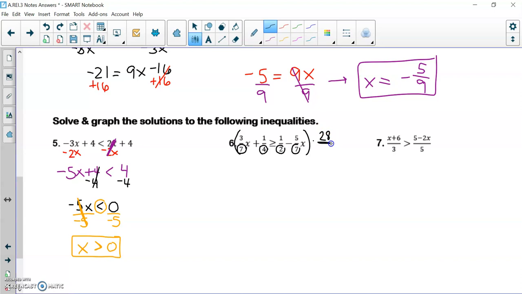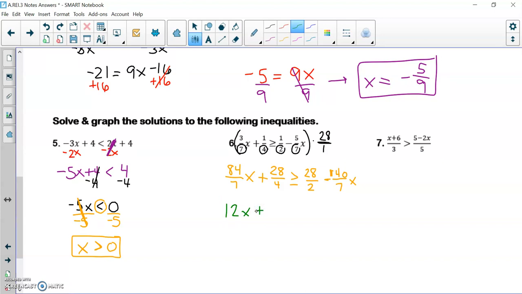Because what's going to happen now is all of my fractions are going to disappear, and it's going to be nice for us to work with. 28 times a 3/7 is going to be an 84/7 x. And now I'm going to have you go through and just multiply all your fractions by a 28 over 1. Now all my fractions were multiplied by 28 over 1. Now watch what happens. An 84 divided by a 7 leaves us with a 12x.